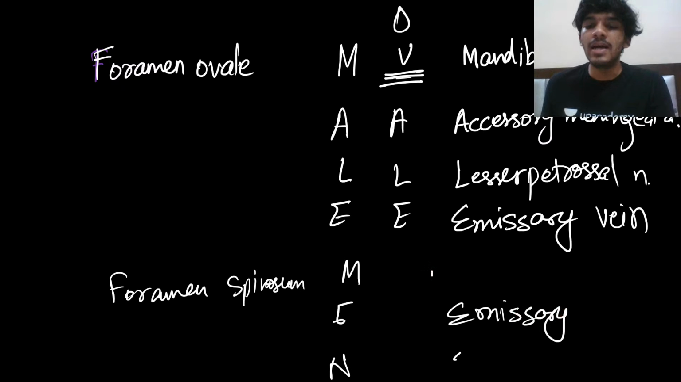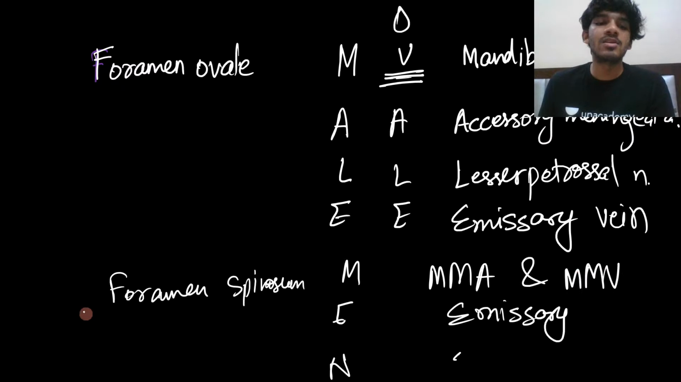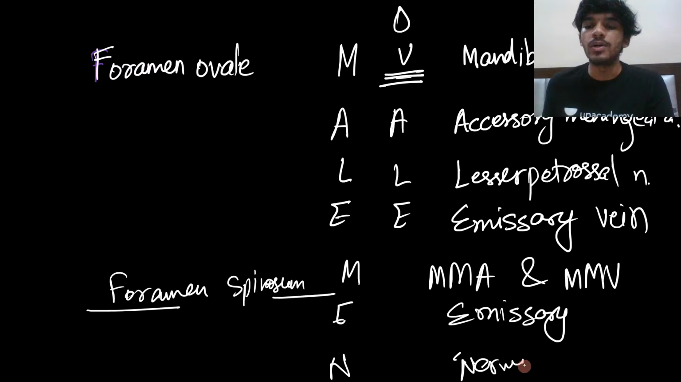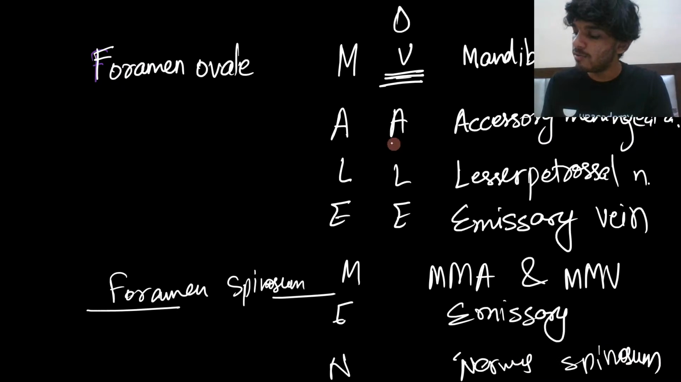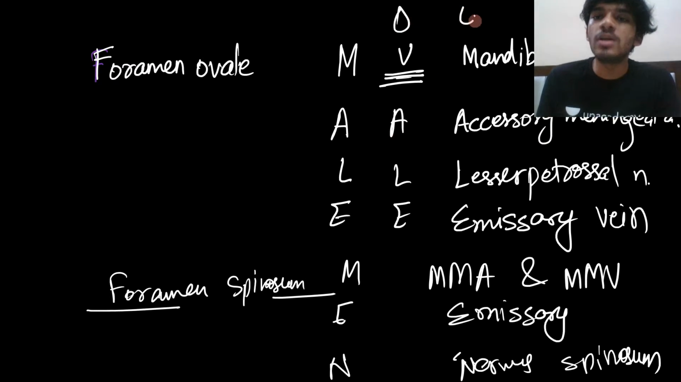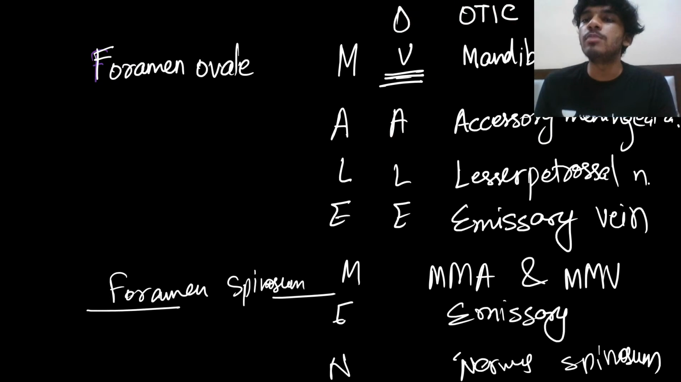Now what is this M? M is middle meningeal artery and middle meningeal vein, and this is the foramen spinosum, so it will have the nervus spinosus passing through it. This is a branch from the mandibular nerve. It is a recurrent branch from the mandibular nerve. And what is this O? O is the otic ganglion. This is to help you remember that the otic ganglion is related to the mandibular nerve at the foramen ovale.